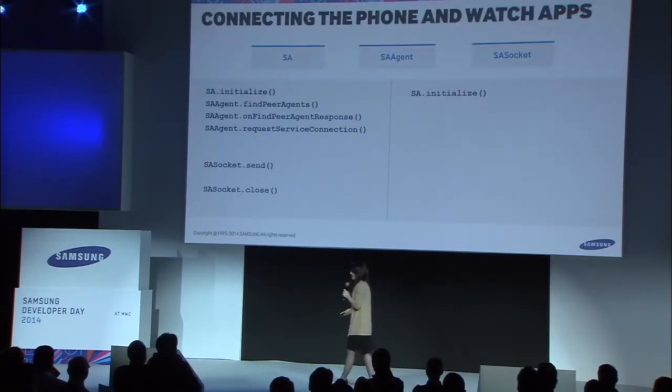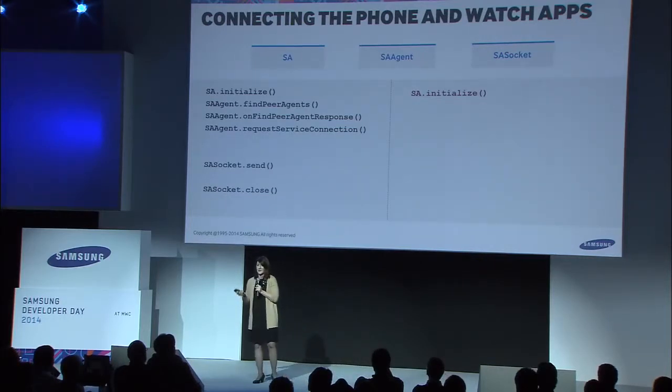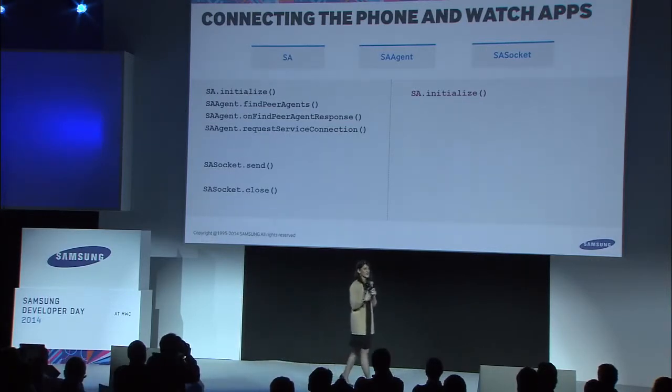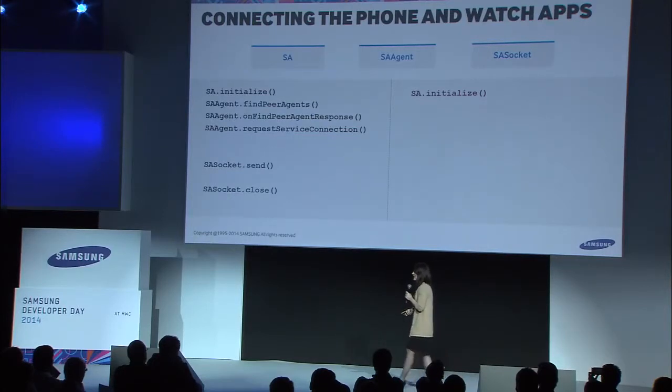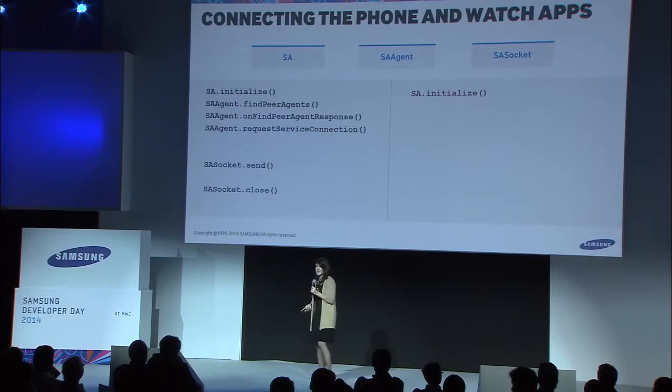So if we look at SAP, this is from a 30,000-foot perspective, the calls that you need to make. You've got the provider side on the left, consumer side on the right. The point to note is you can do this from either side. Because the APIs are exactly the same, either one can be the provider or the consumer. Typically, it's the phone. So you want to call initialize. From the provider side, you then want to find that Bluetooth connection. So you want to make a call to find peer agents. You'll get a response back from that. Hopefully you're paired. Hopefully it's a positive response.